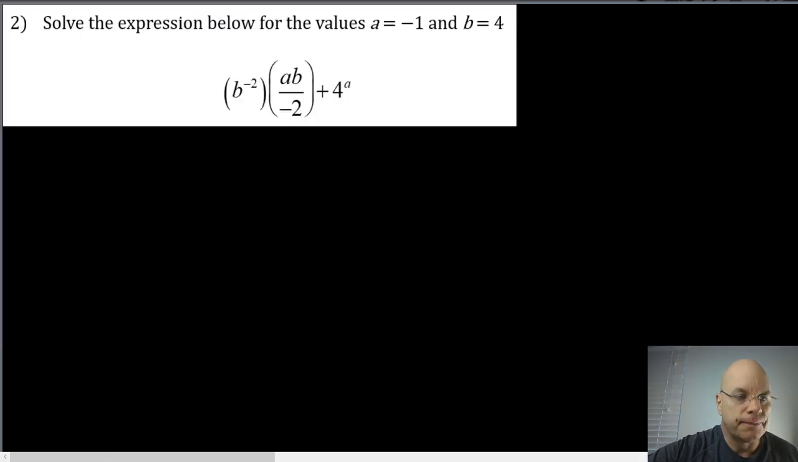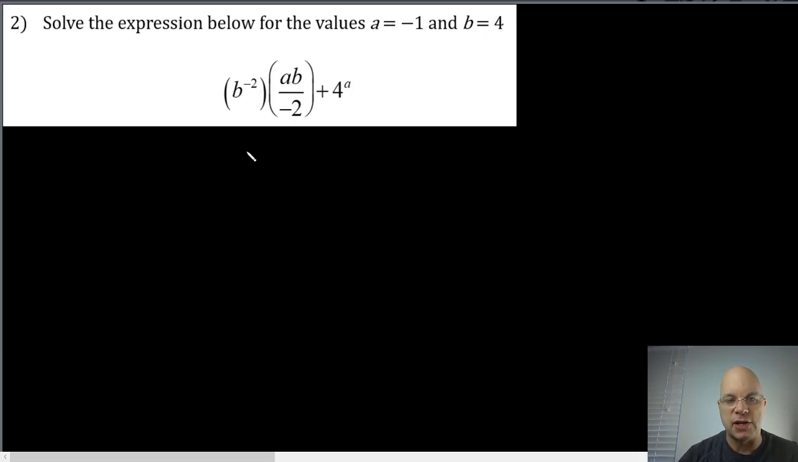Problem number 2. Solve the expression below for the values A is -1 and B is 4. So we want to substitute those values. I'm simply rewriting this expression. I'm working vertically. I'm rewriting this expression, but everywhere I see B, I'm going to substitute 4. And everywhere I see A, I'm going to substitute the opposite of 1, -1.